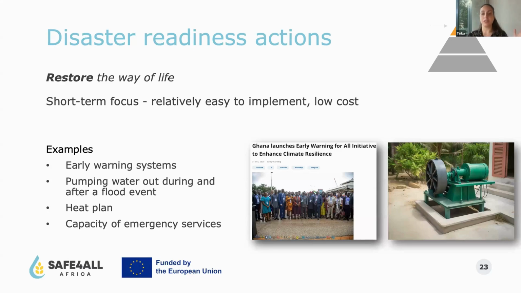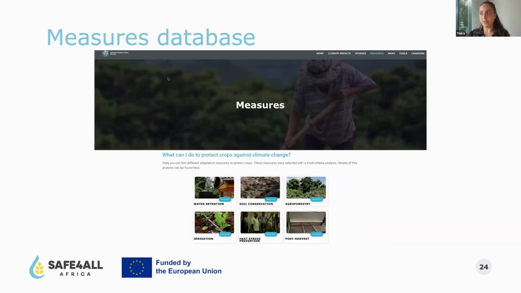And again, here we can also think more about policy actions. So for example, having a heat plan in place. So it means that you already agree before the disaster who will do what during the disaster. And the same is for making sure that your emergency services are ready to handle the disaster. So that's it.